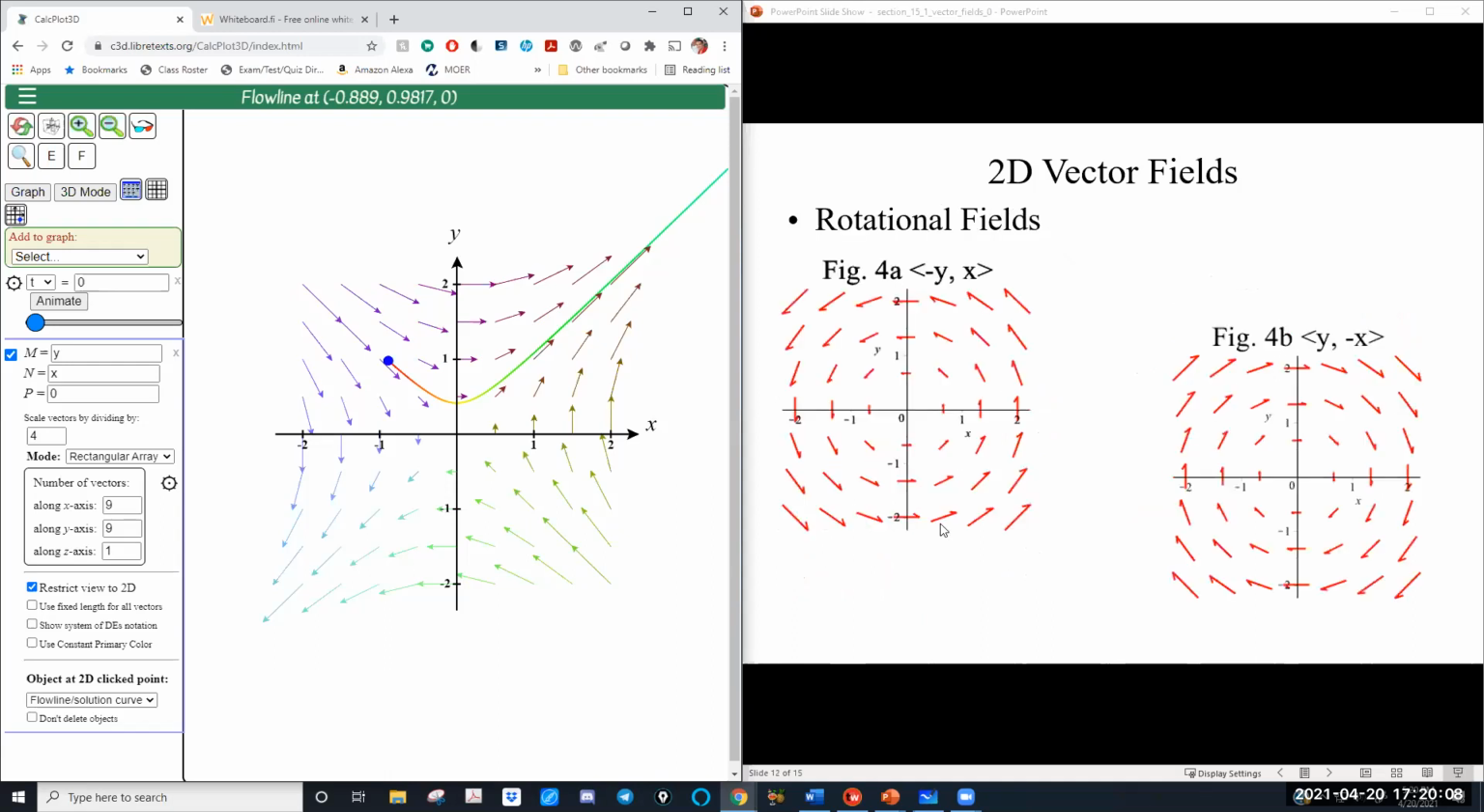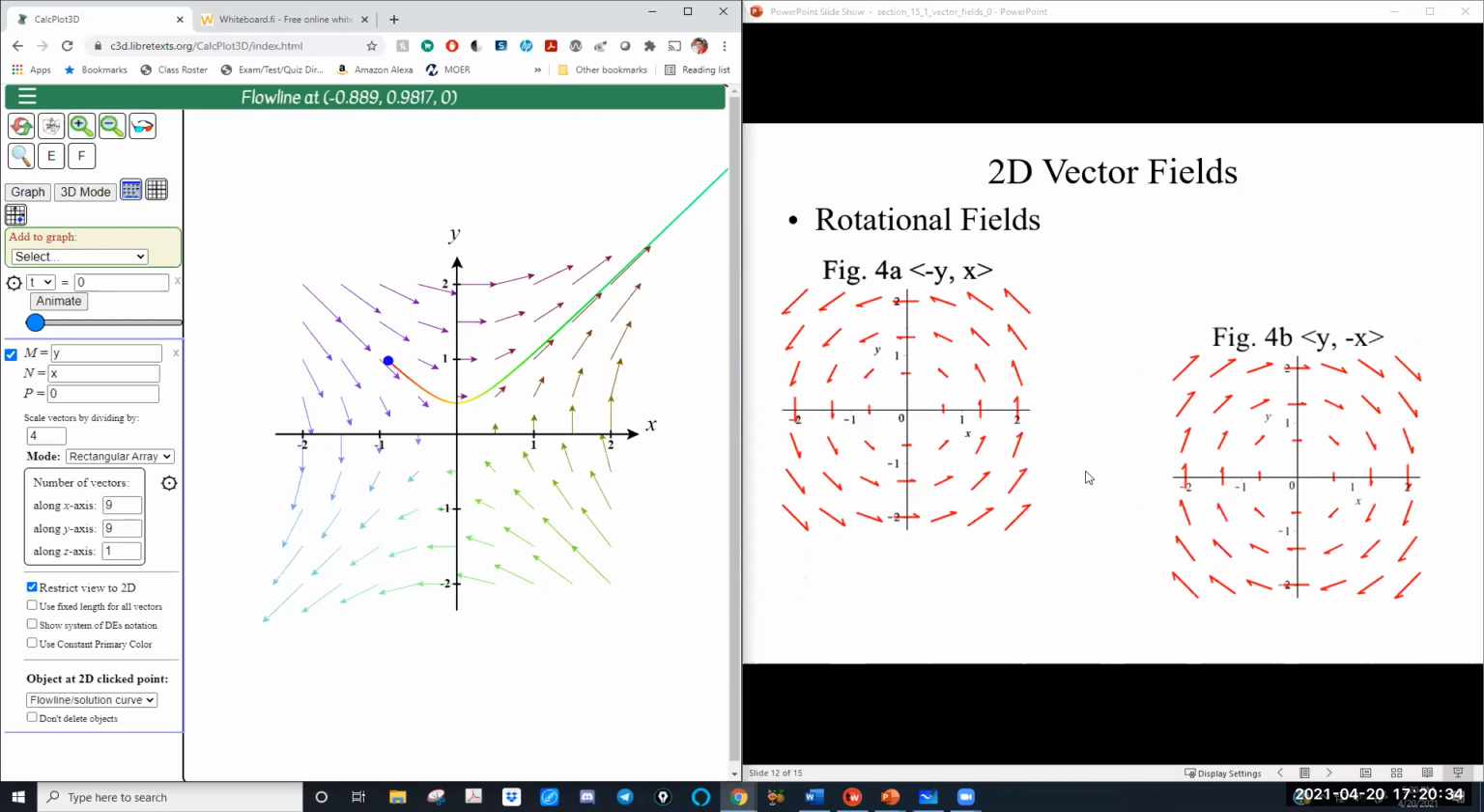There's also rotational vector fields, and these are ones that tend to go in a circle. So if I dropped an object right here, you can see we'd follow this path, and we'd end up where we started, hence rotational. And here's what those vector fields will look like as functions. Not that you need to memorize those terms. I just want you to see a few different vector fields.